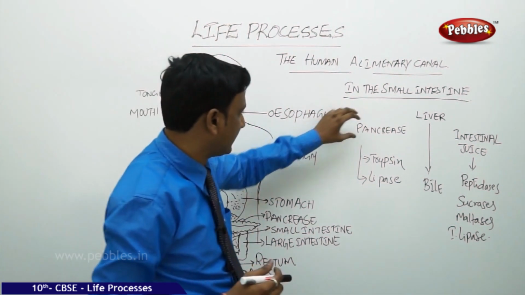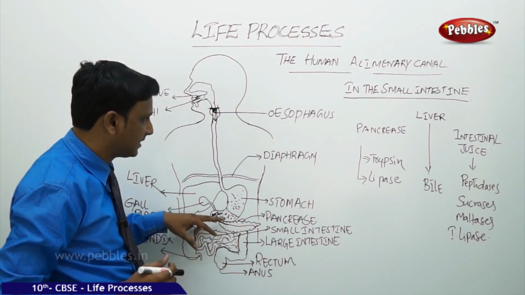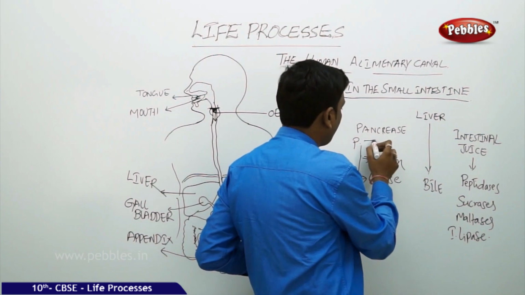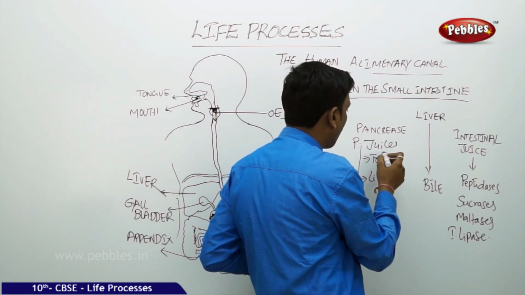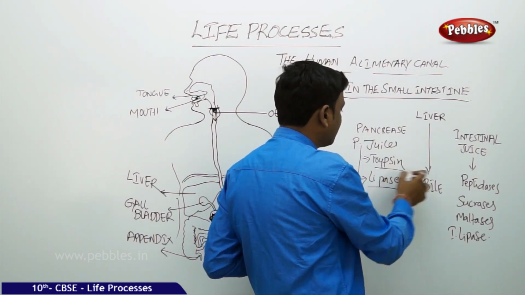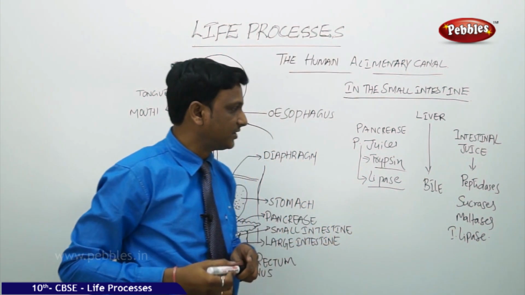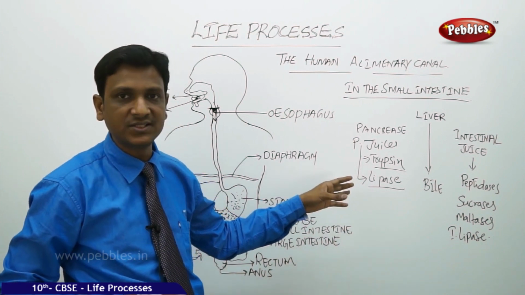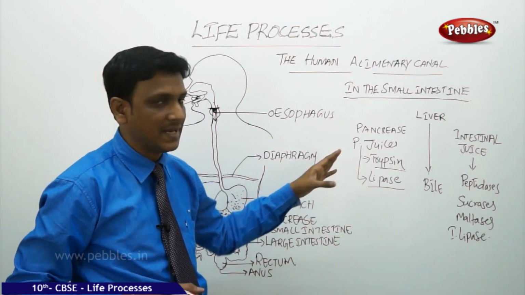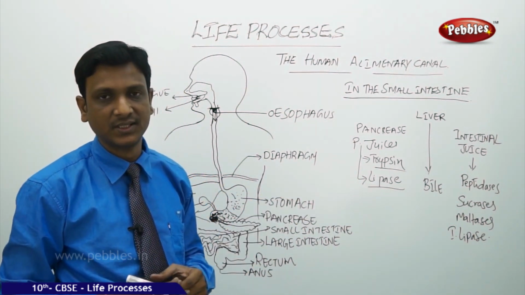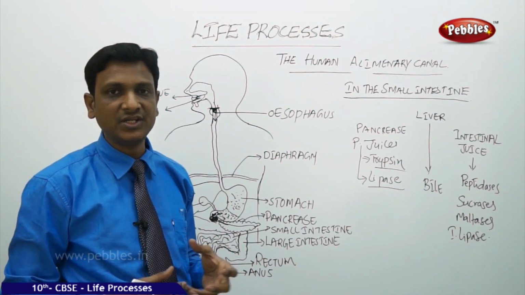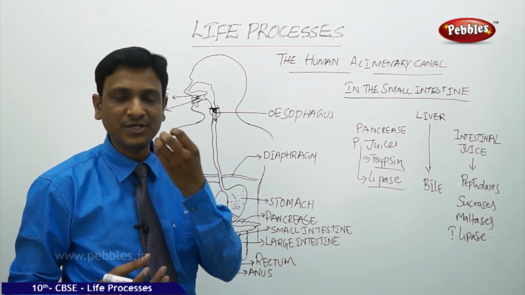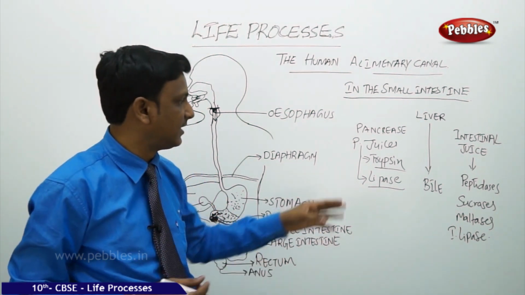If you look at the pancreas, here we find the pancreas. It secretes pancreatic juice, which consists of the enzymes trypsin and lipase. Trypsin helps in the breakdown of proteins to peptones, and lipase helps in the breakdown of lipids. Initially the lipids, as they are in the form of big molecules or big droplets, cannot be easily digested by lipase.